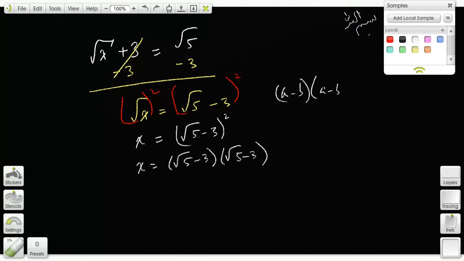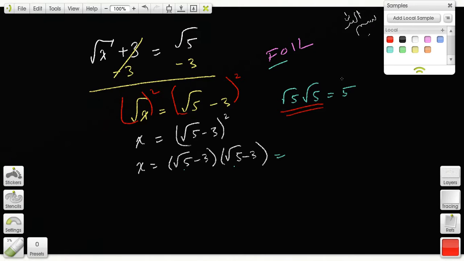So you have to do what? You have to FOIL it. We know how to FOIL stuff. So first, that's this. So that's square root of 5 times square root of 5, right? So what's square root of 5 times square root of 5? Square root of 5 times square root of 5 is? Very good, 5. I know you're just testing me. Okay, 5. Did you get it?